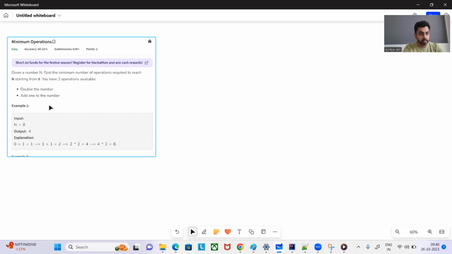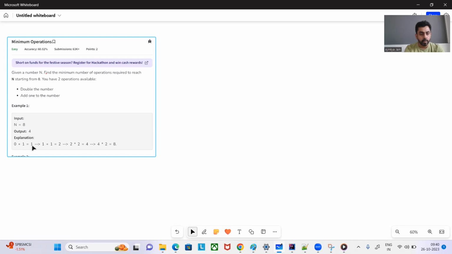So what the problem is trying to say is we have to start from 0 and we have to reach n in the minimum number of operations. And the two operations given are either we add one to the number, or we double the number, that is multiply by 2. So let's take this example wherein we are starting from 0. Initially definitely we cannot double the number, because otherwise it will be 0 only. So what we'll do here is plus 1.